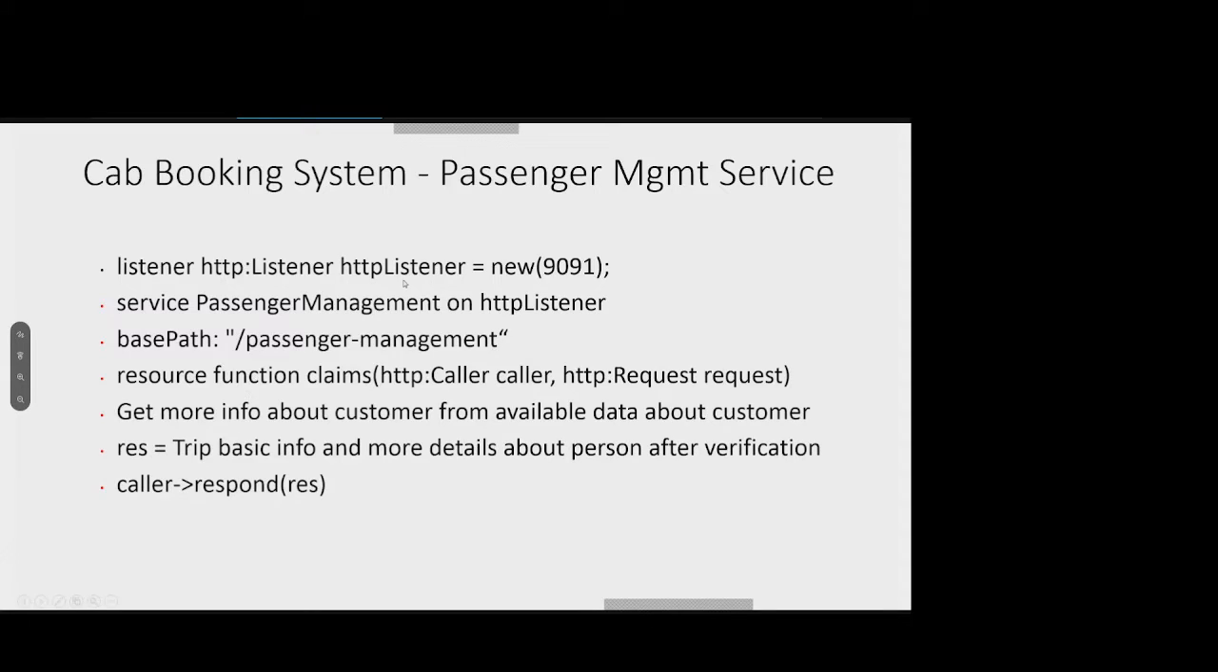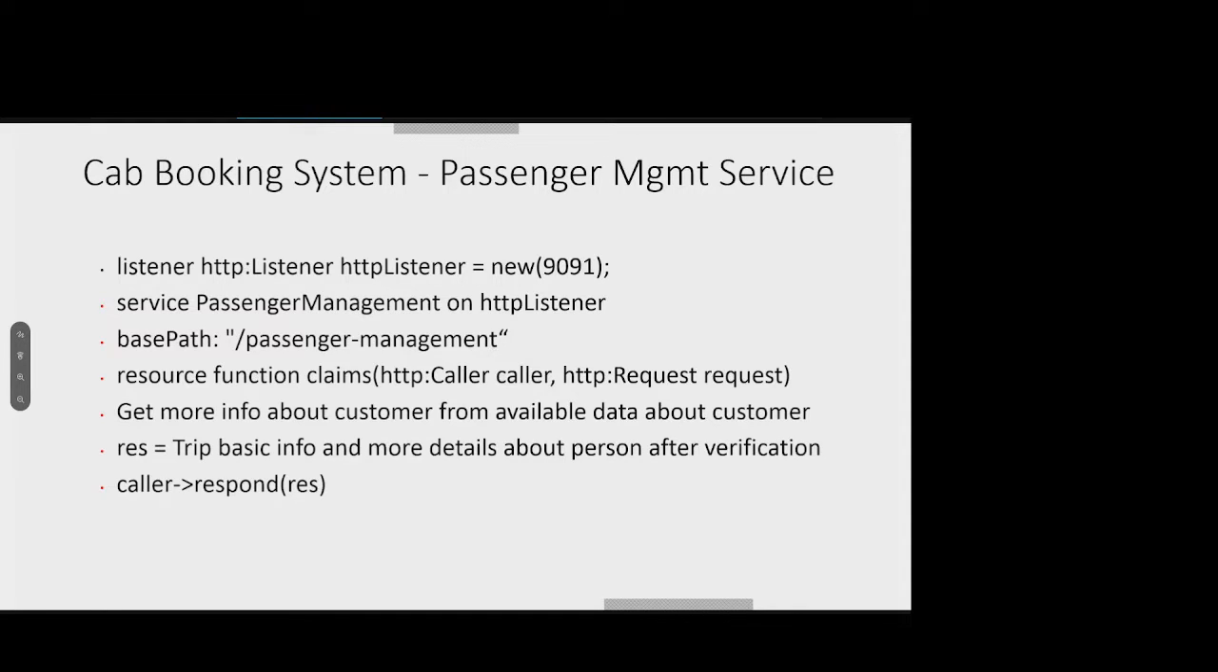We have a listener on port number 9091. And then on this particular base path, we can have the messages coming in. So that is the function which is available on that endpoint. And it is time to verify the arriving details against the user base, and all the details are being managed by the passenger management service. There are not more details of that, but it is just trying to add certain more parameters of that customer. So minimum parameters are passed by the passenger while booking, and some more details are fetched by this service.